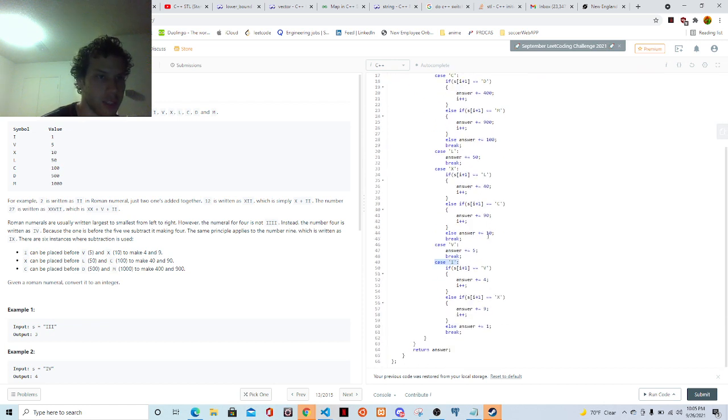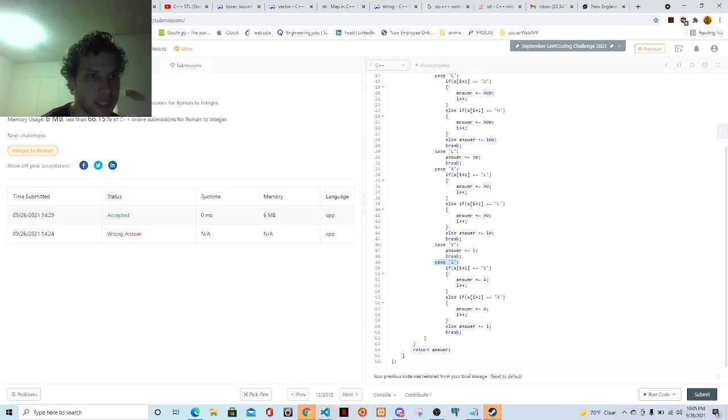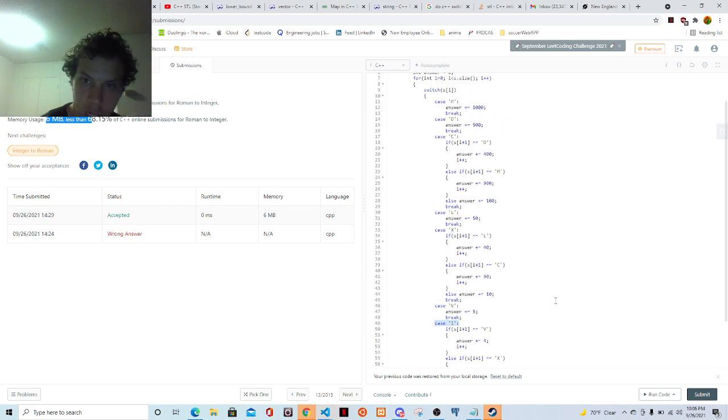My solution was one of the faster solutions. I don't know if that's a glitch in their system or if that actually runs in 0 milliseconds, but it said 100% faster than the other people's solutions, and it also gave me 6 megabytes of memory, which I thought that limited amount of memory was decent.